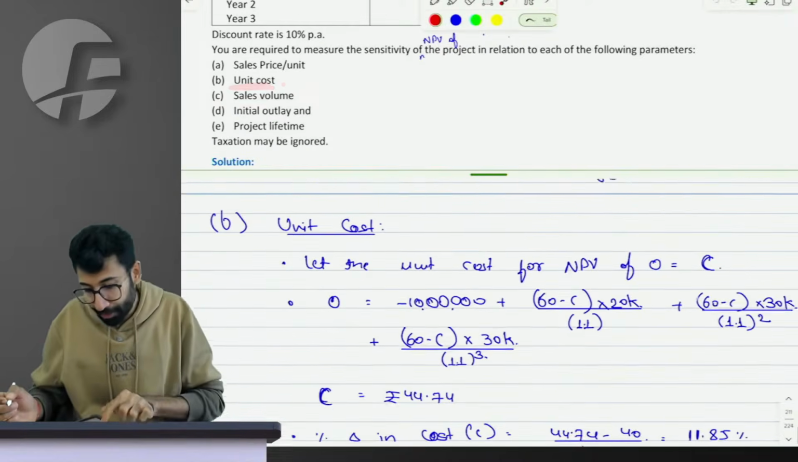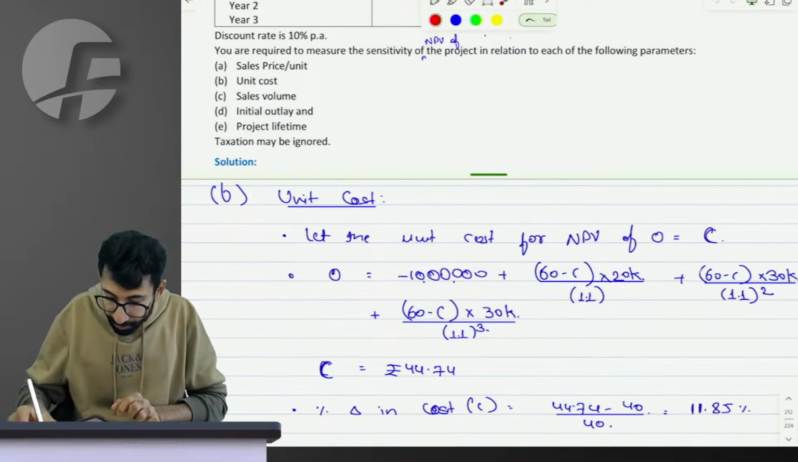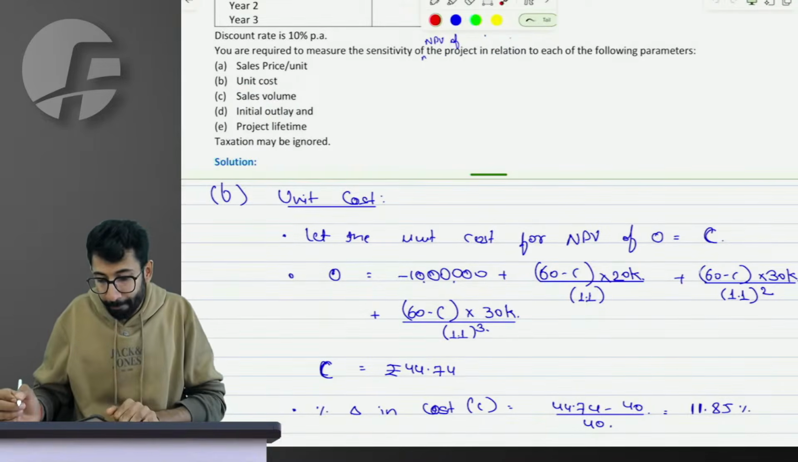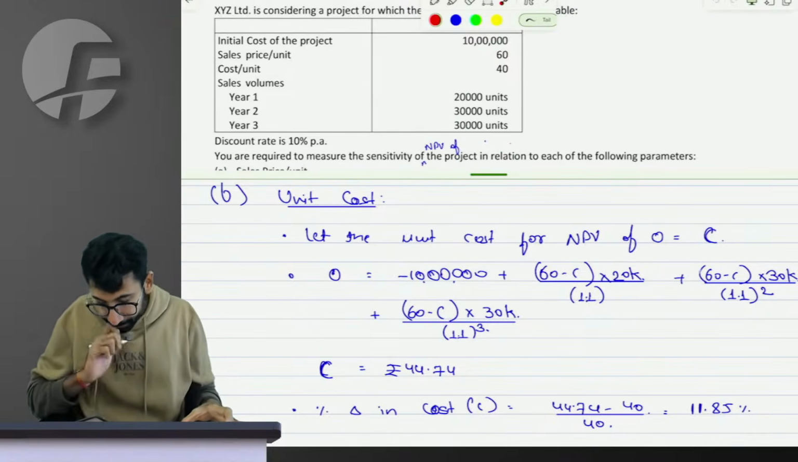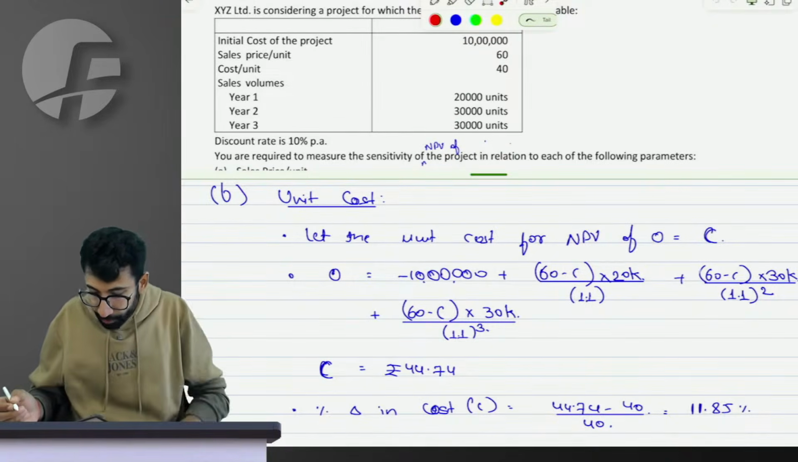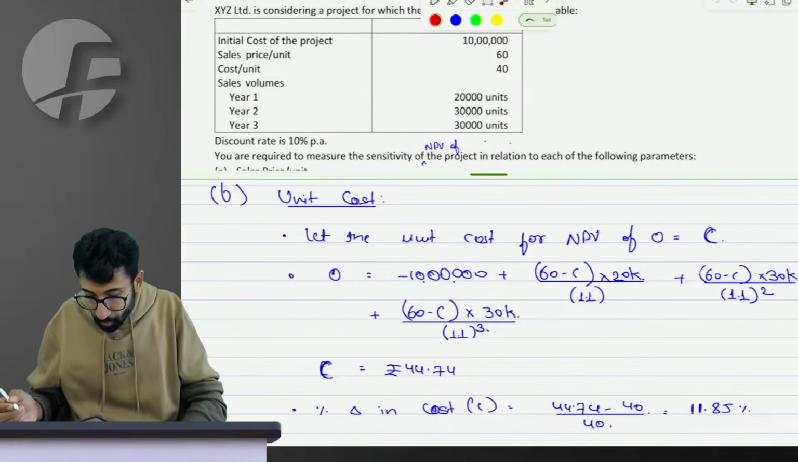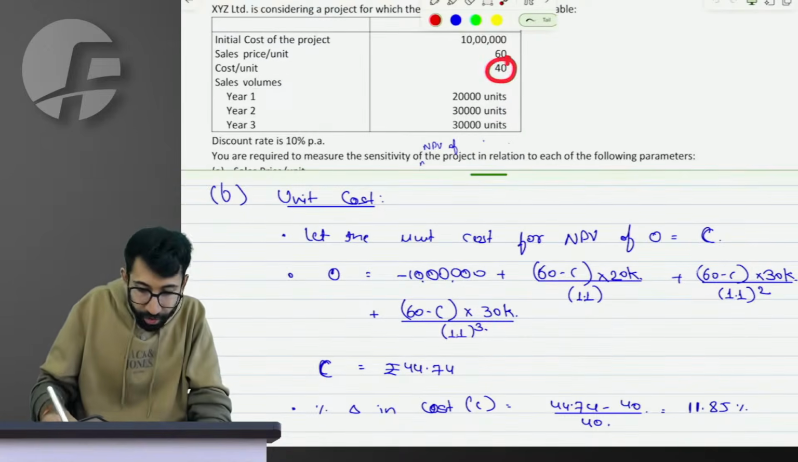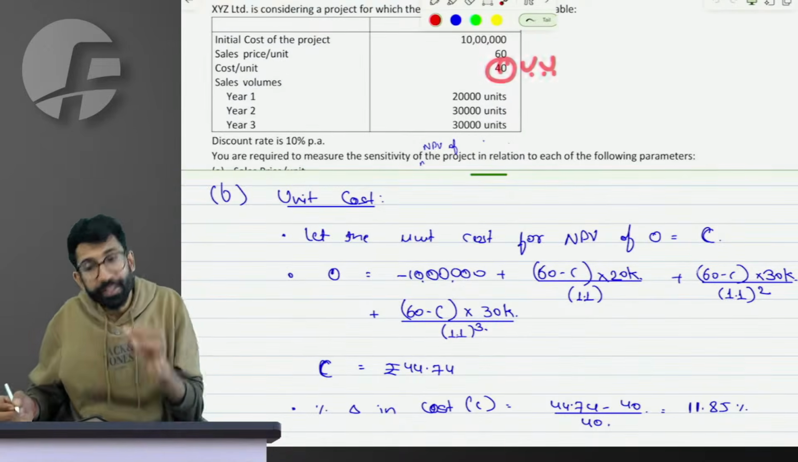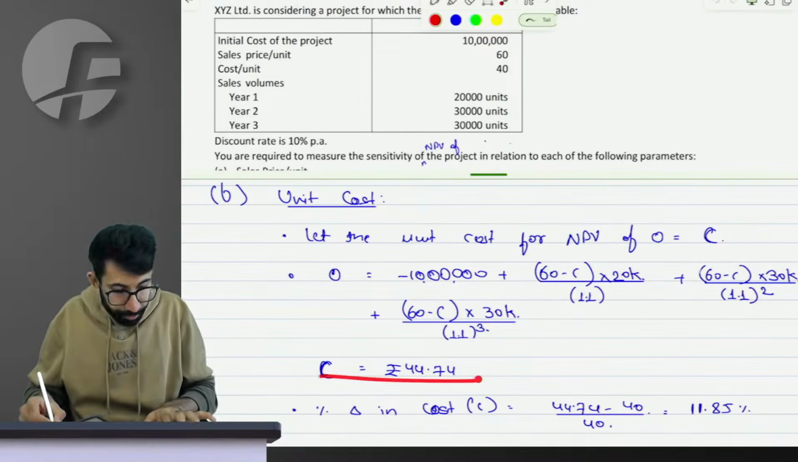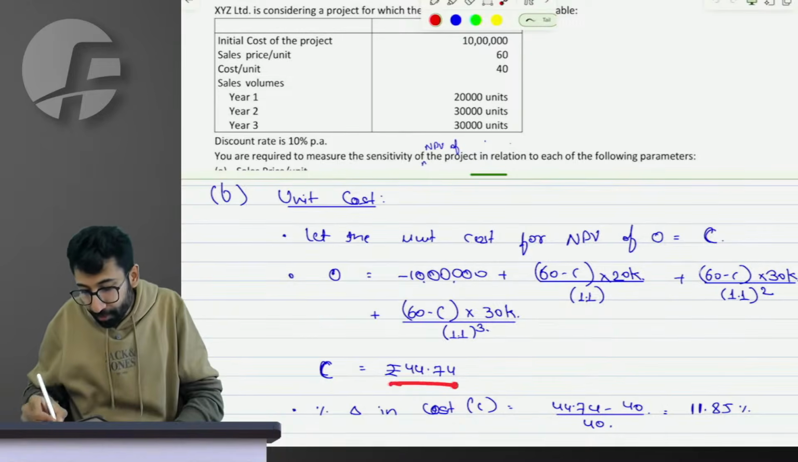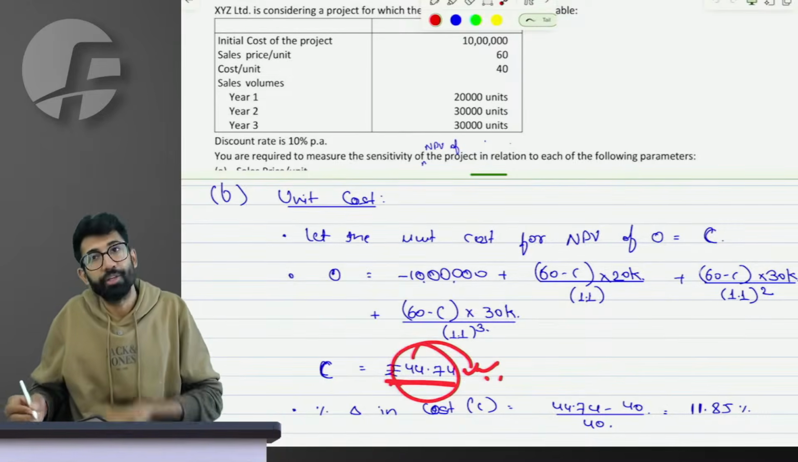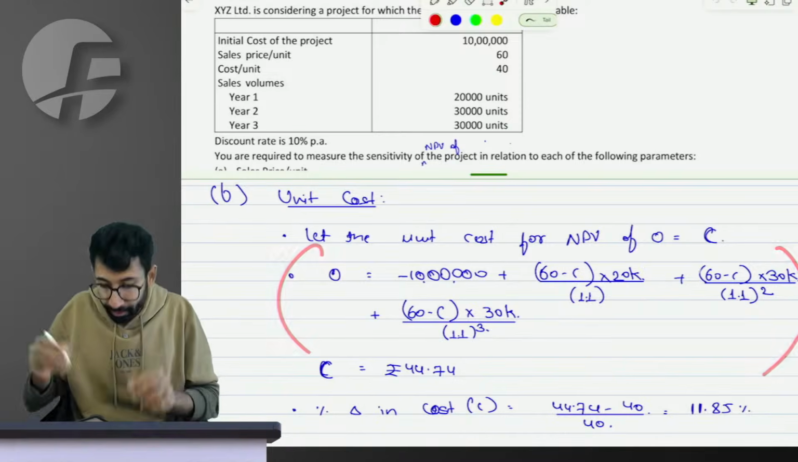Similarly, let's do it for unit cost. Let's assume the cost to be C. You solve it. So from the cost of 40, the initial cost, to make the NPV 0, how much should the cost be? Sir, 60 minus 15.26. 44.74 on a rounded off basis should the initial cost be. Again, you solve it the same way.